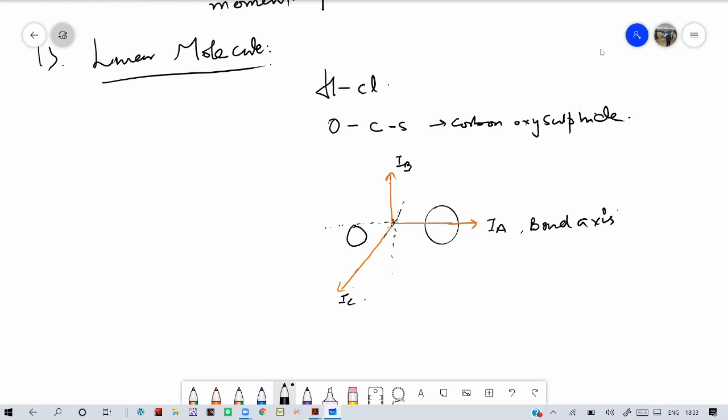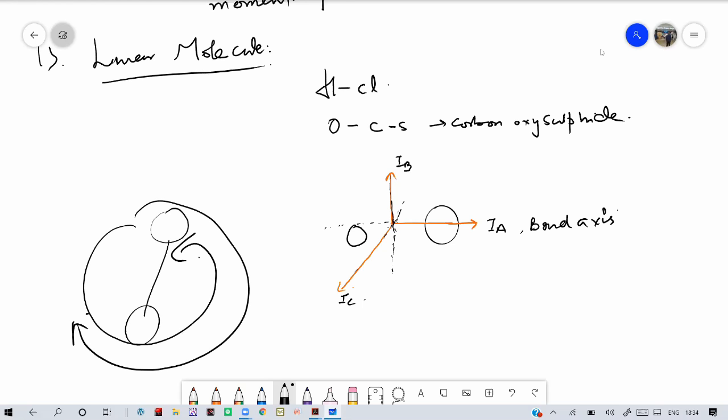This axis is perpendicular to the bond axis, and when a molecule rotates about this axis, it will be rotating on the plane of paper, into the plane of paper, or out of the plane of the paper, any of these two. So it is just like that. I am placing something on this plane of paper and it is rotating like this, or it is rotating like this. So into the plane of paper, and there is an axis which is perpendicular to it.